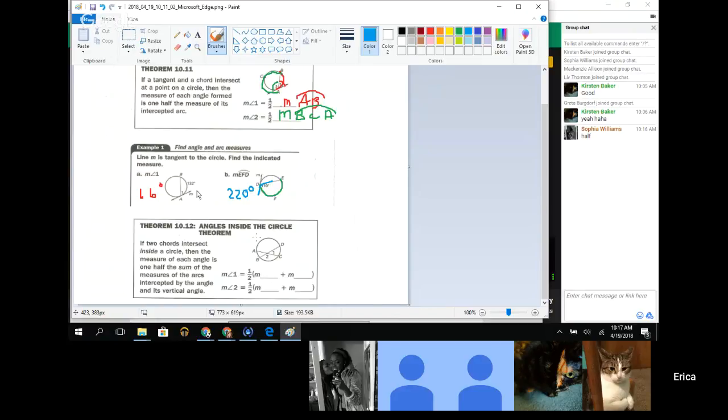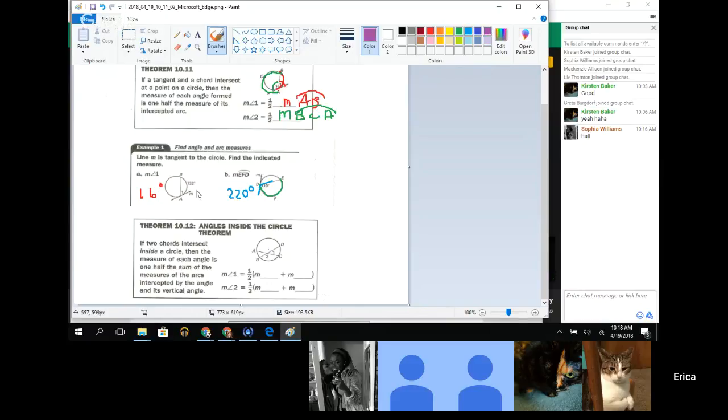Okay, I have some more theorems for you. Yay, right? Theorem 10.12, angles inside the circle theorem. If two chords intersect inside a circle, so remember a chord is just a line that's somewhere in the circle, it does not go through the center. You'll notice neither of these are going through the center, right? If two chords intersect inside a circle, then the measure of each angle is 1/2 the sum of the measures of the arcs intercepted by the angle and its vertical angle. Whoa, that's a whole lot of words, right? So let's break this down in pictures.